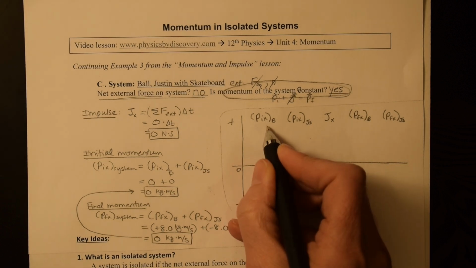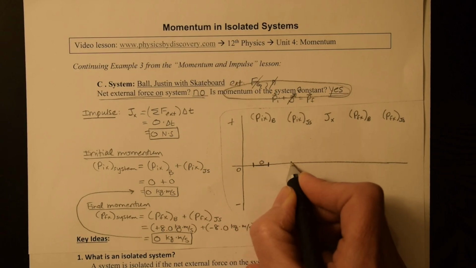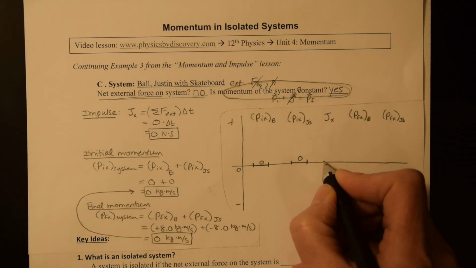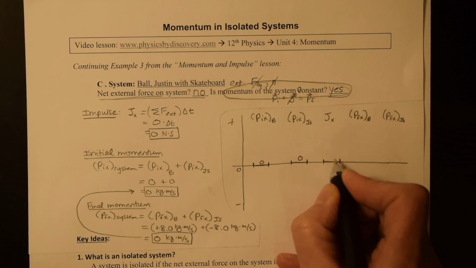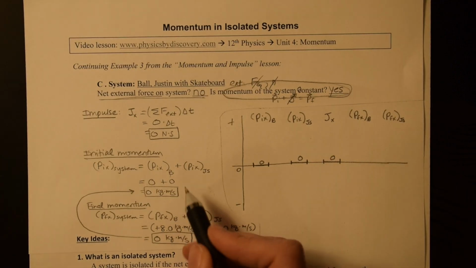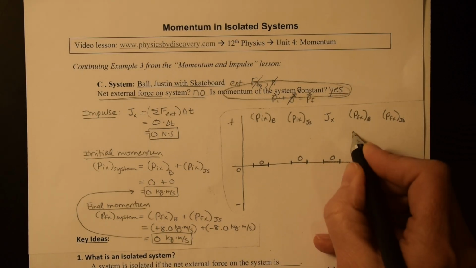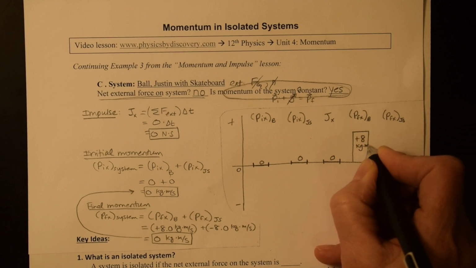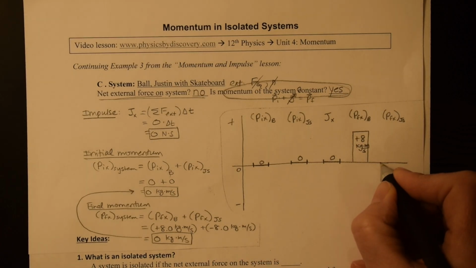So the initial momentum of the ball was 0, so no height for that bar. The initial momentum of Justin and the skateboard was also 0. The impulse on the system was also 0 because the net external force was 0. But the final momentum of the ball, it was moving afterwards. So the final momentum of the ball was positive 8 kilogram meters per second. And the final momentum of Justin and the skateboard was negative 8.